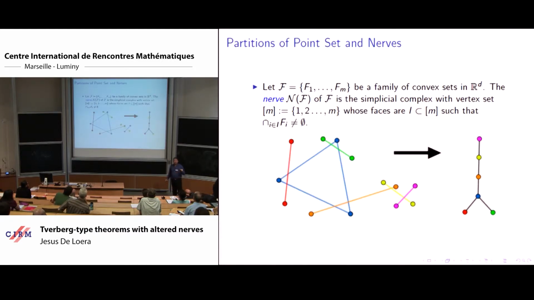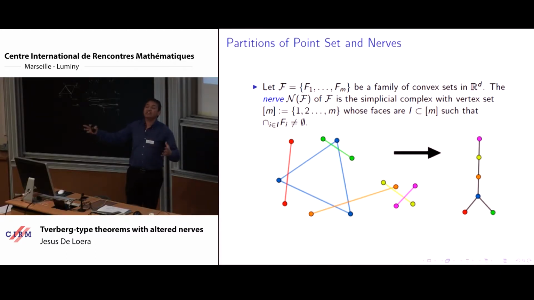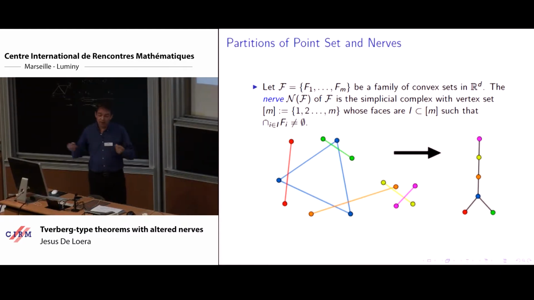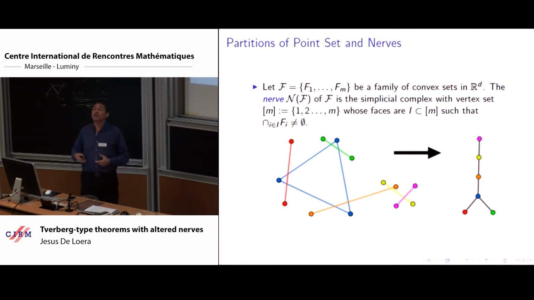Now, I want to study Tverberg's theorem from a different angle, and the angle is, I'm going to look at partitions. If I start partitioning the points any way I want, I will get topological information of the partition. And this is something that topologists are very familiar with. It's called the nerve. So what's the nerve?